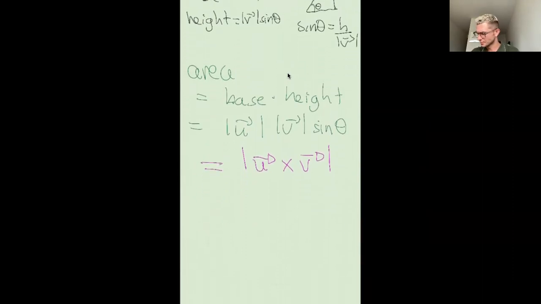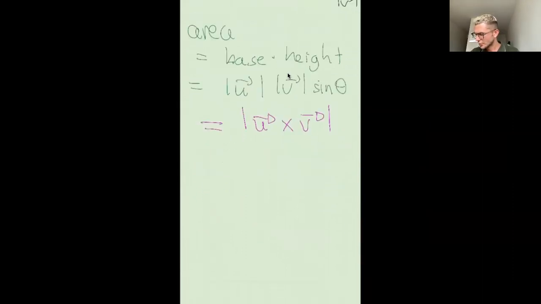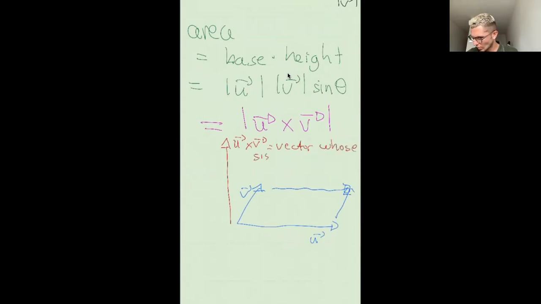But so, the picture that you should have in mind is that if here's U, here's V, then there's this parallelogram. And so that cross product is a vector whose size is the area of the parallelogram. Is that okay?